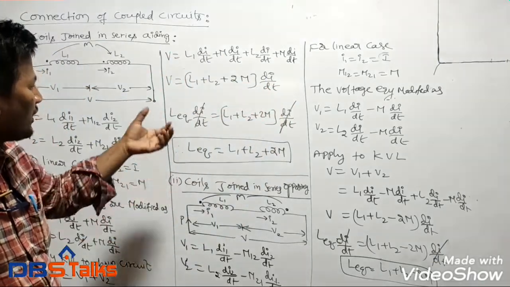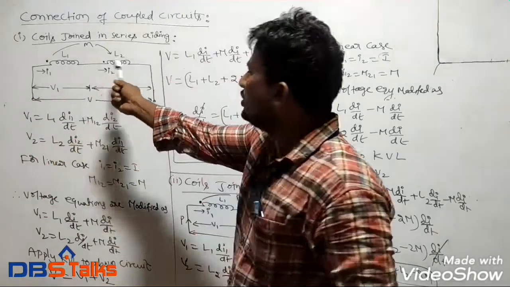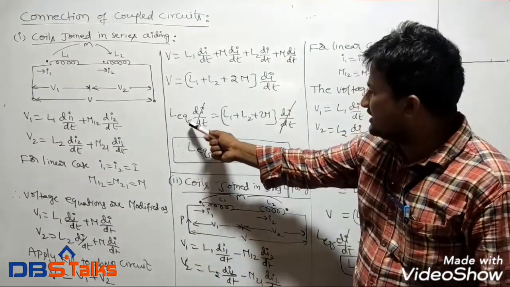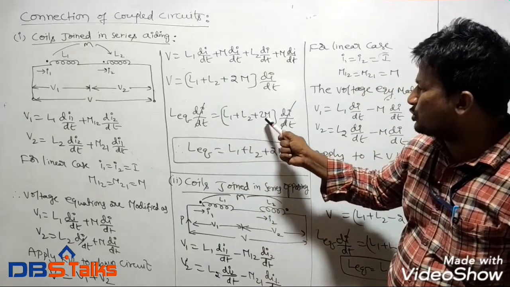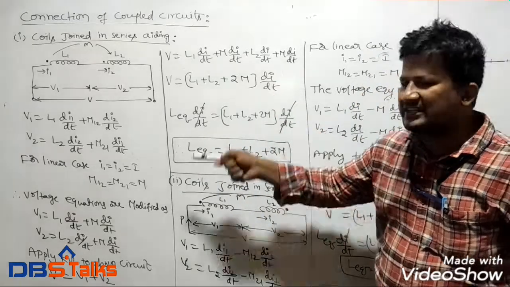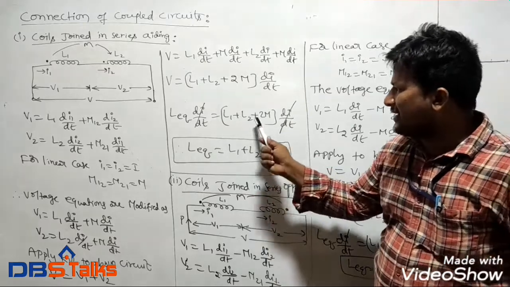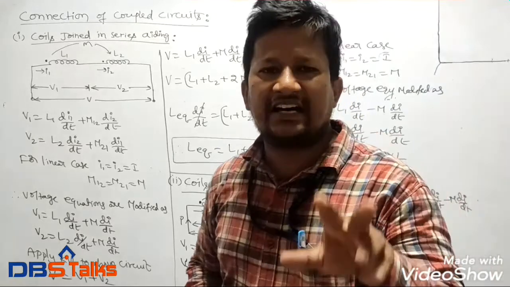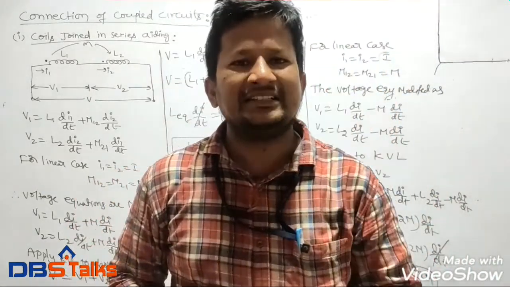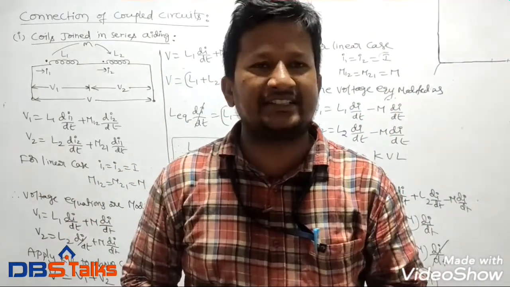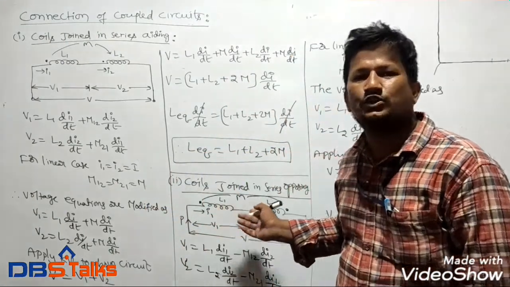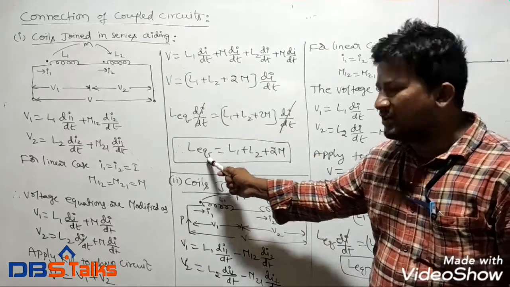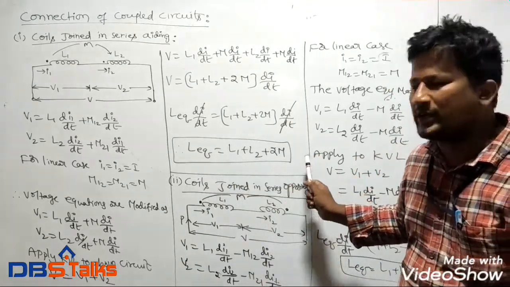And we know that the total voltage across the circuit V is equal to L equivalent into dI by dt. So L equivalent into dI by dt is equal to L1 plus L2 plus 2M into dI by dt. Cancelling dI by dt, what remains is L equivalent is equal to L1 plus L2 plus 2M. When two coils are in series aiding, the equivalent inductance is L1 plus L2 plus 2M. That is most important for 2 marks. In competitive exams also, L equivalent is equal to L1 plus L2 plus 2M Henry.